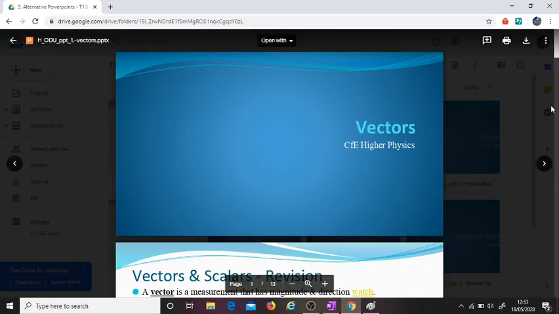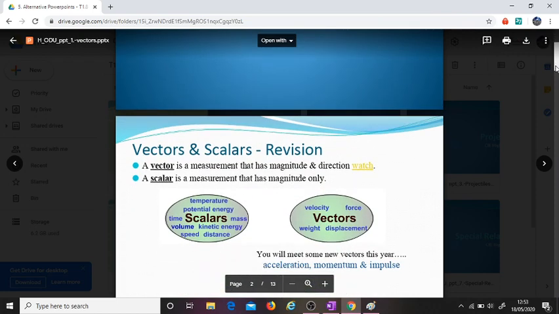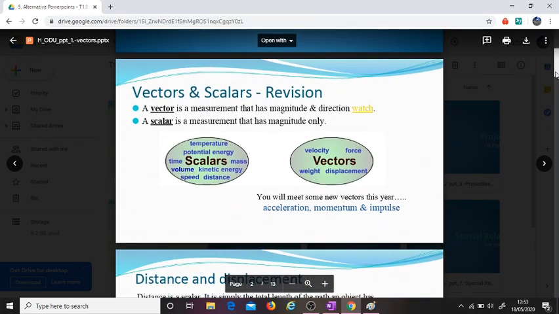So we're going to be talking about vectors first of all, and then this week we're going to be moving on to equations of motion stuff. Again, some of it will be revision and some of it will be brand new equations and new ways of doing things. So first of all then, let's do a bit of a recap.